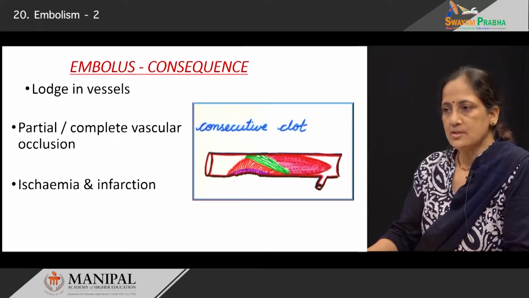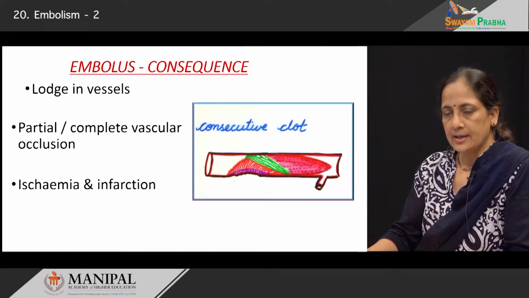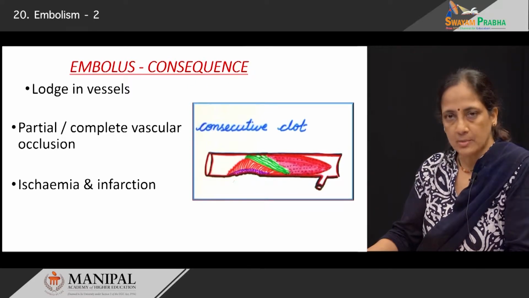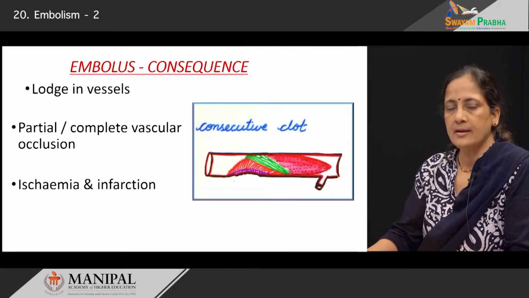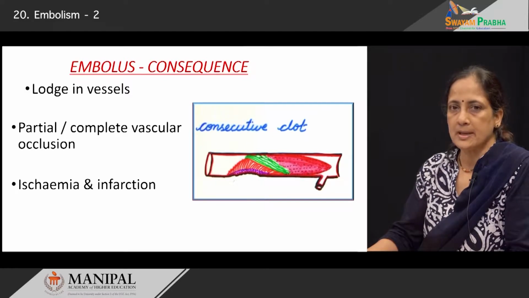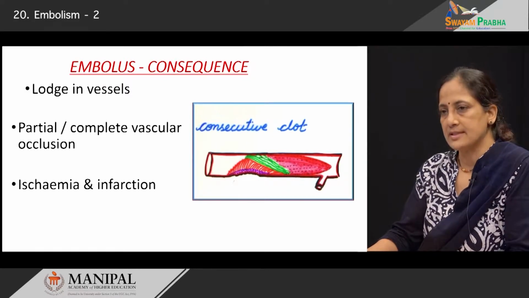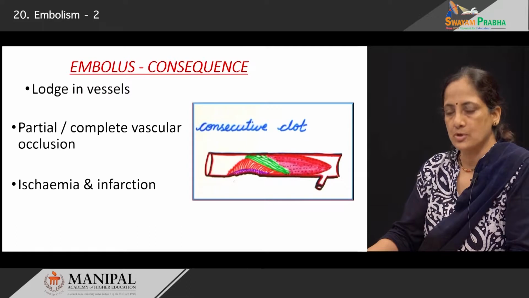The consequence of any type of embolus is that it lodges in vessels which are smaller in size than the size of the embolus. It can cause partial or complete occlusion. If the occlusion is partial, it results in ischemia of the tissue that is supplied by that vessel. If the occlusion is complete, it results in infarction or necrosis of the tissue supplied by that particular vessel as a consequence of hypoxia.